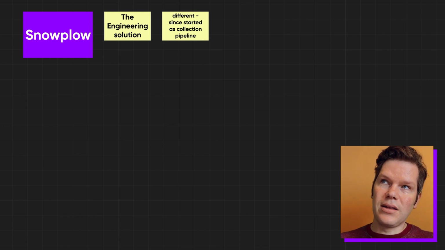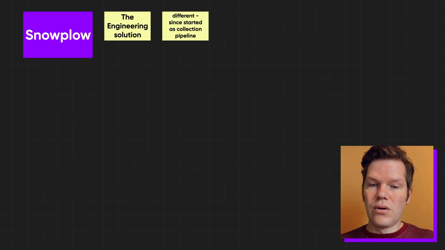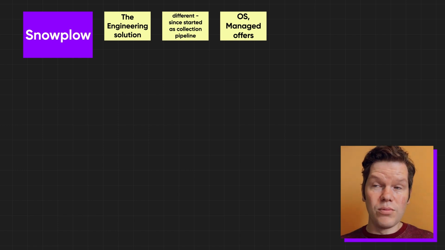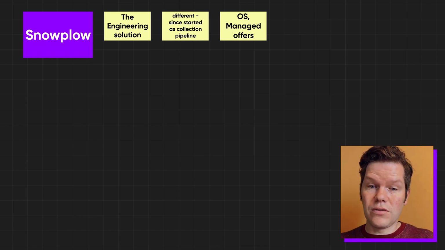They were always strong in the part where you can collect the events and then put them into a data warehouse. They have a very strong open source offering. Snowplow was open source for a long time from the beginning, and then they added more managed service, and we will get to the managed service later.